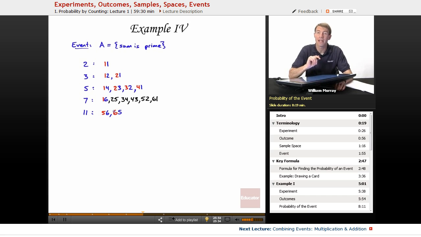There's a very nice way to keep track of these. Instead of trying to list all these and not being really sure if you've got them all, let me remind you of what the sample space looked like.